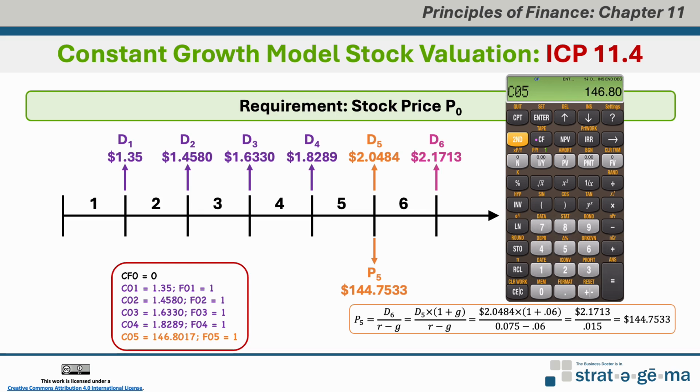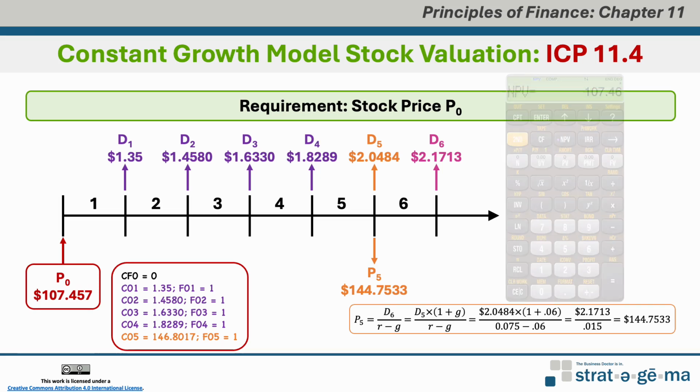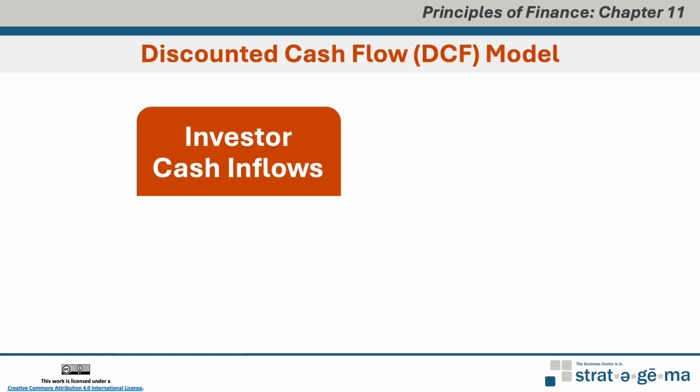If we compute the NPV at a rate of 7.5%, we should end up with $107.457 for P0. And that's it for dividend growth models. All right, on to the next section of the chapter, this time dealing with discounted cash flow or DCF models.